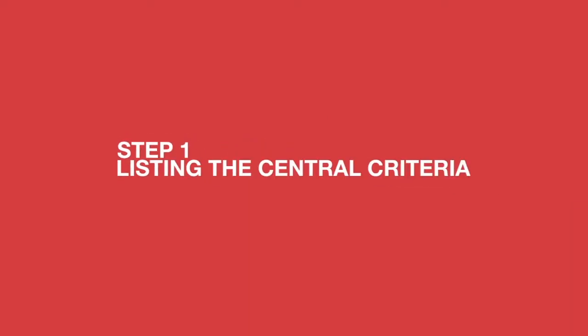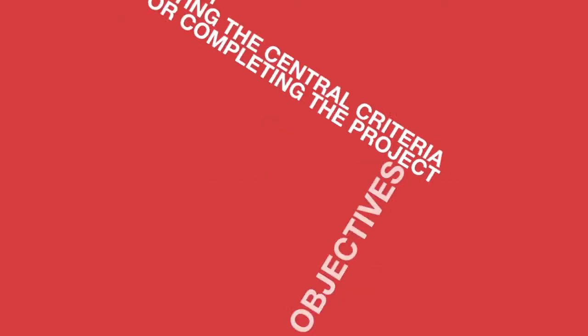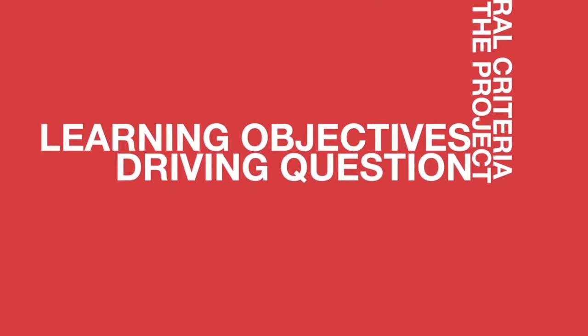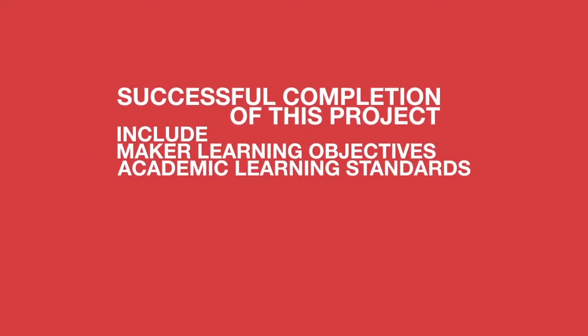Step 1. Listing the central criteria for completing the project. Take a moment to look back at your learning objectives and your driving question. List all of the criteria that would be a successful completion of this project. Don't worry about the list being too long quite yet. In step 2, we will narrow the list down. Make sure to include the maker learning objectives as well as the academic learning standards for this project.